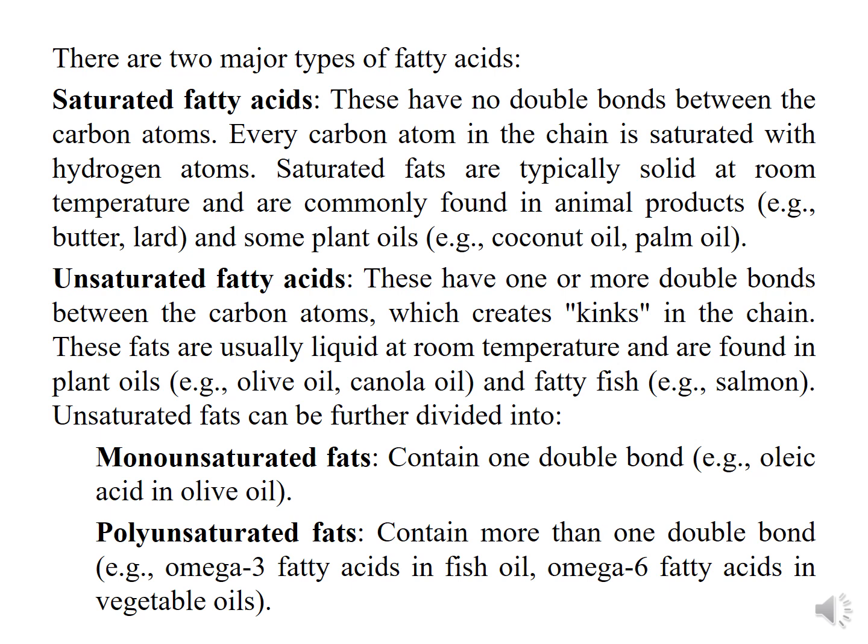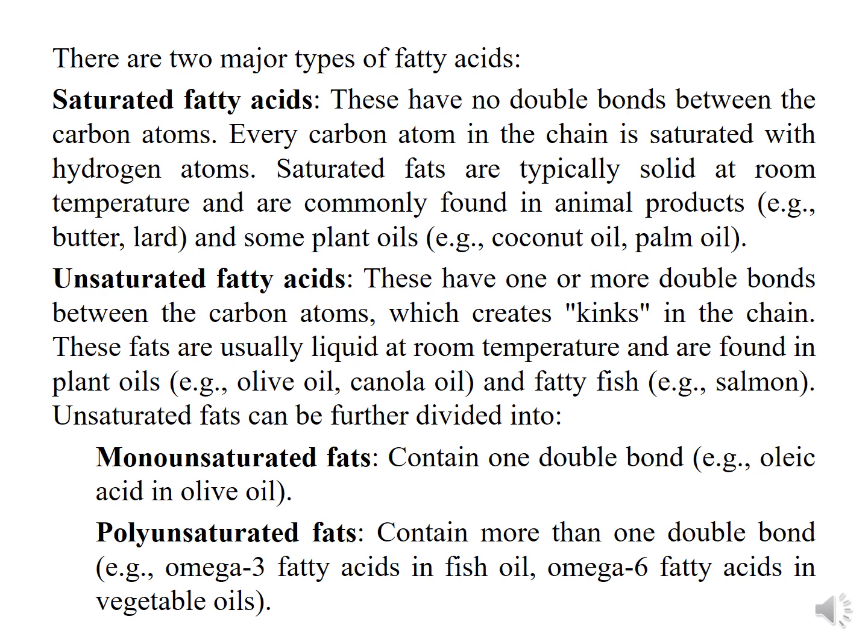There are two major types of fatty acids. Saturated fatty acids. These have no double bonds between the carbon atoms. Every carbon atom in the chain is saturated with hydrogen atoms. Saturated fats are typically solid at room temperature and are commonly found in animal products, example butter, lard, and some plant oils, example coconut oil, palm oil.